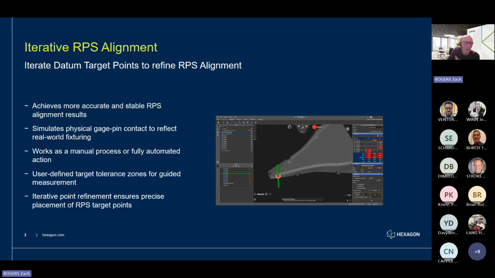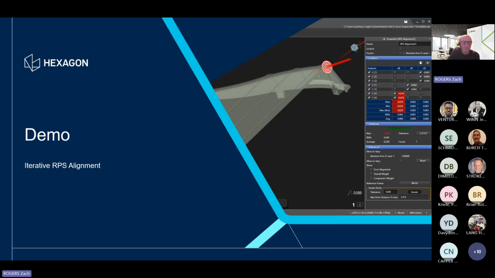Especially helpful when measuring castings or stampings or injection molded parts that rely on RPS alignments, or really anything that has a significant manufacturing variation to it, or when you really want a tight datum target zone. So I'll go ahead and do a quick demo here, and we'll jump into that.